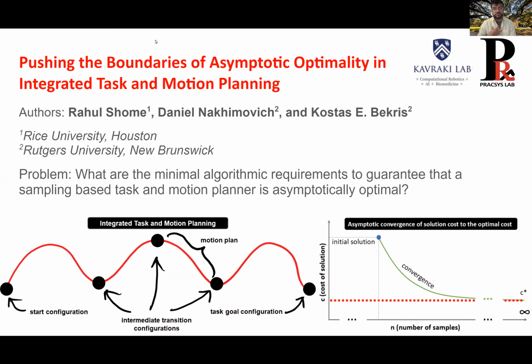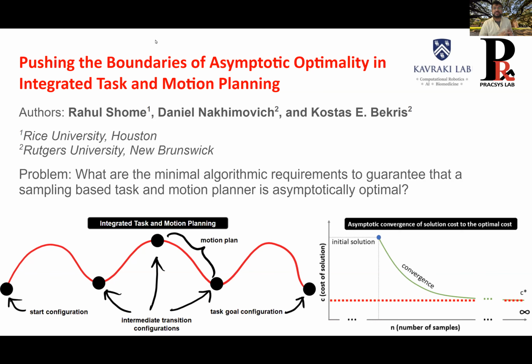So I'm Rahul Shome. I'm a postdoc working with Lydia Kavraki at Rice University. And this was work done when I was at Rutgers University with Daniel Nakhimovich and Kostas Bekris. So what we are studying here is the problem of asymptotic optimality for task and motion planning.